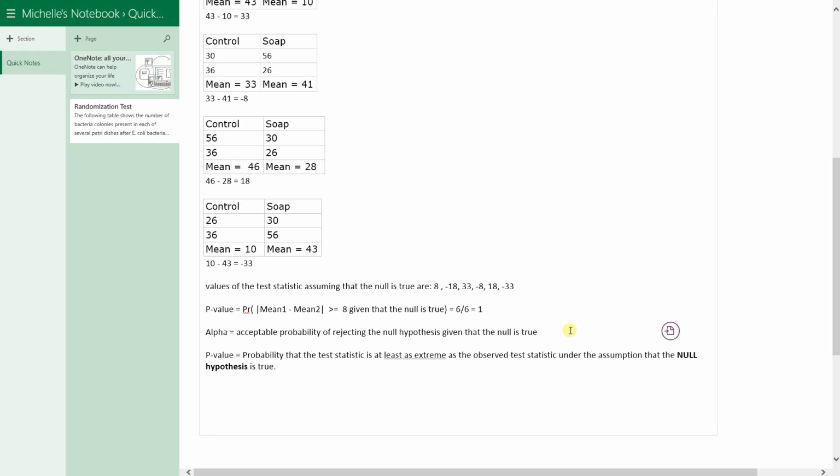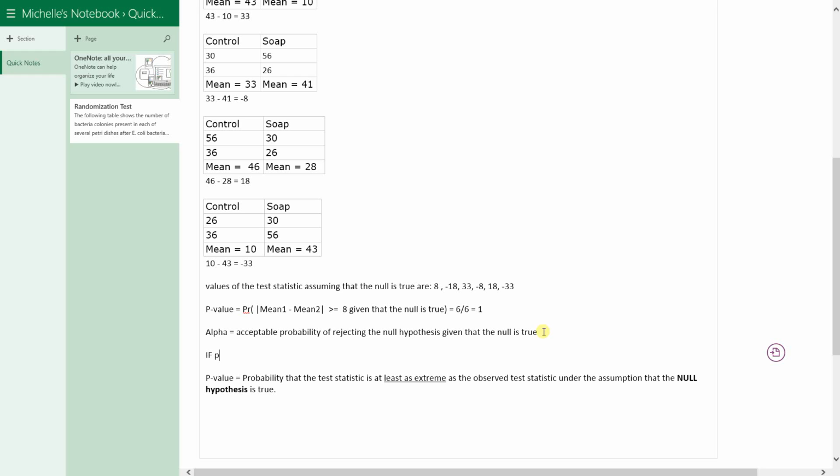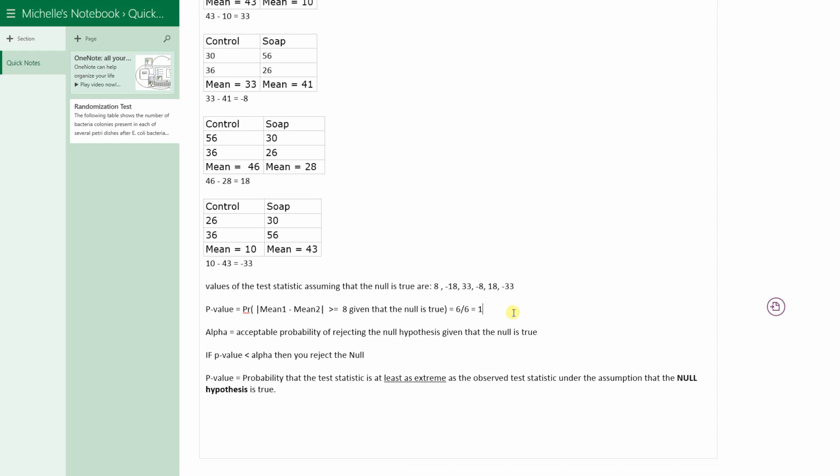You say that if the p-value is less than alpha, then you reject the null. In this case, you would reject the fact that these two groups have the same mean. You would say that they have a different mean if the p-value was less than alpha. Well, if the p-value is 1, that's the highest it could possibly be. Remember, probability is between 0 and 1. So in this case, we're definitely not going to be rejecting the null hypothesis.